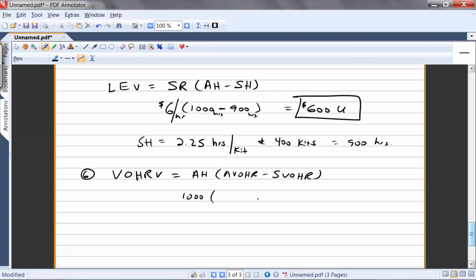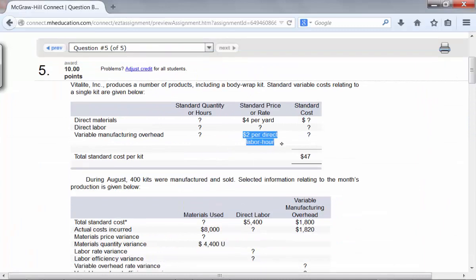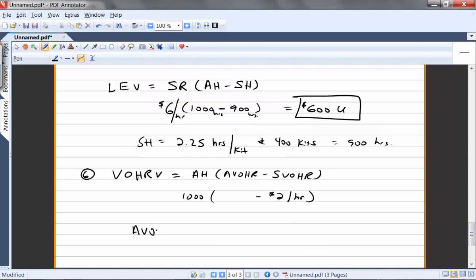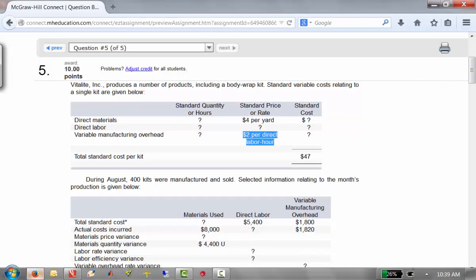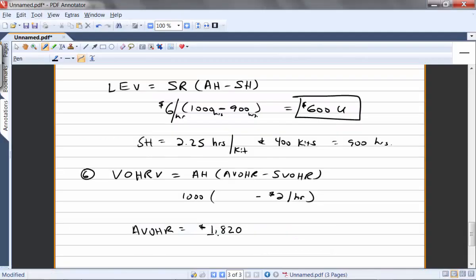The actual variable overhead rate, we don't know. The standard variable overhead rate is $2 per hour. We know that, right? They told us that at the very beginning right here. There's the standard variable overhead rate. The actual variable overhead rate is equal to the total actual variable overhead cost, which they told us we spent: $1,820 for overhead actual cost incurred this year, right here, $1,820. So the actual variable overhead rate is the actual overhead cost divided by the actual level of the cost driver.